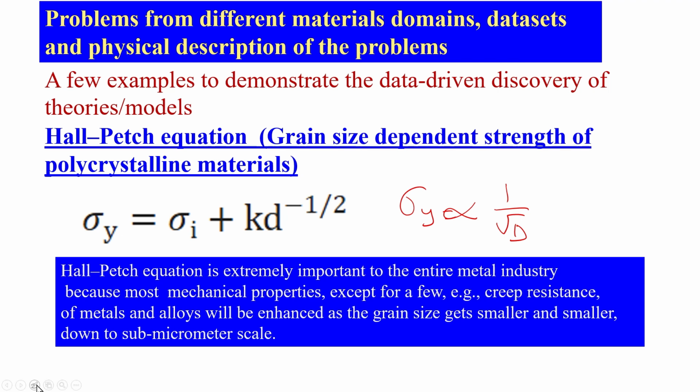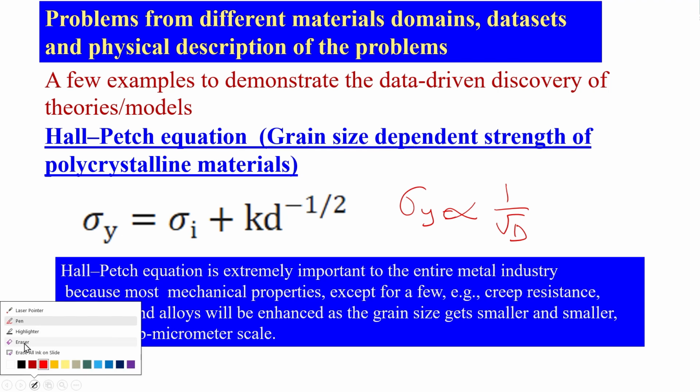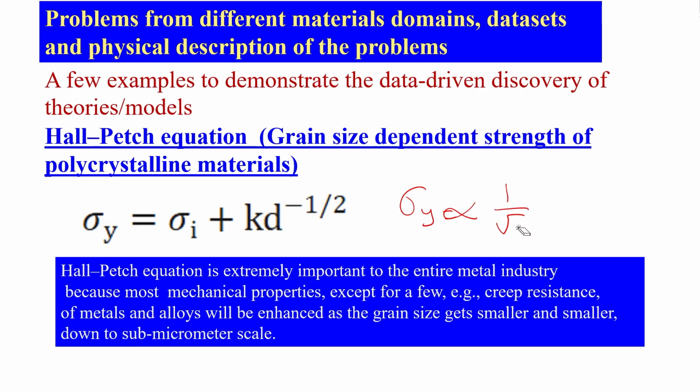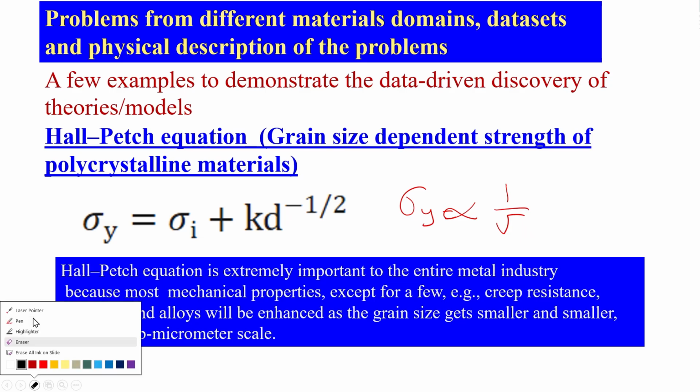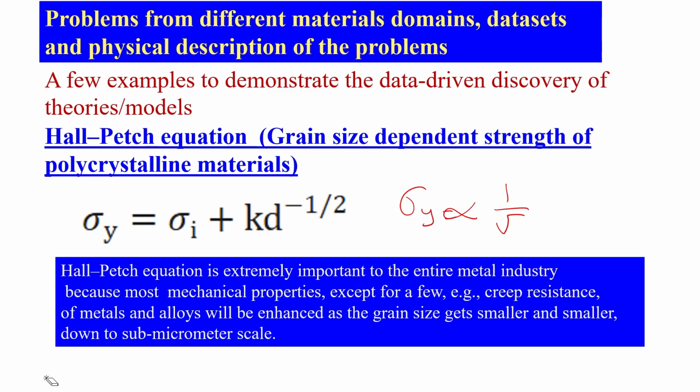So, this d should be a small d, right. Why should I write capital D? Let us write small d in order to make it similar. Okay. So, this is an extremely important equation in the metal industry, because mechanical properties like yield strength can be controlled by simply controlling the grain diameter, the grain size.